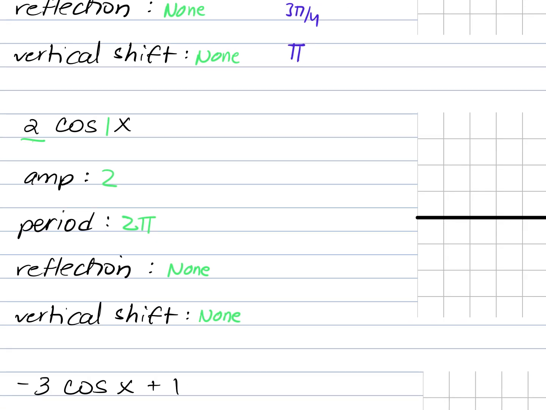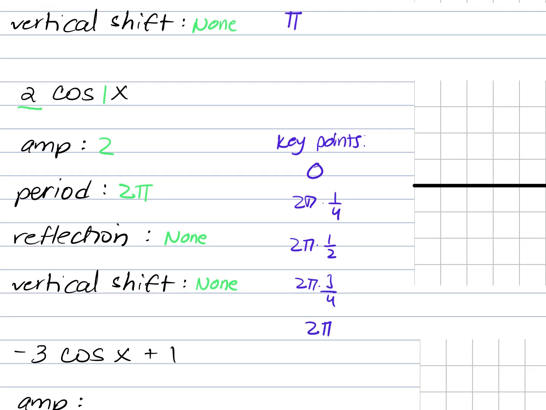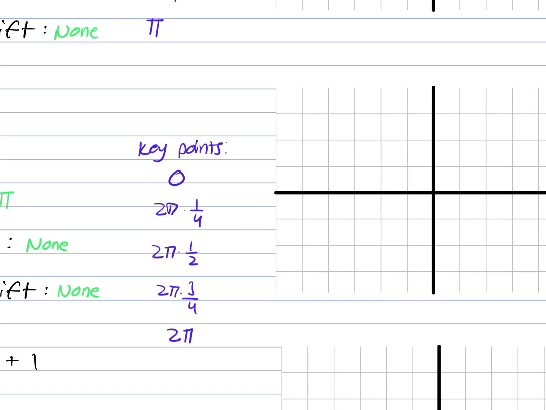All right, let's find our key points. Zero is always going to be one of them. The others, you're going to take your period and multiply it by a quarter, a half, and 3/4. And then the period itself is going to be your next key point. All right, we've done these before, so I'm going to go ahead and simplify it. If you're not comfortable with that, go to questions 1 and 3. We do the same exact period in those problems. All right, so we get pi over 2, pi, 3 pi over 2, and then 2 pi is the last one.